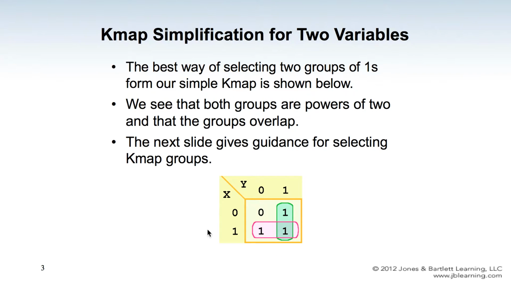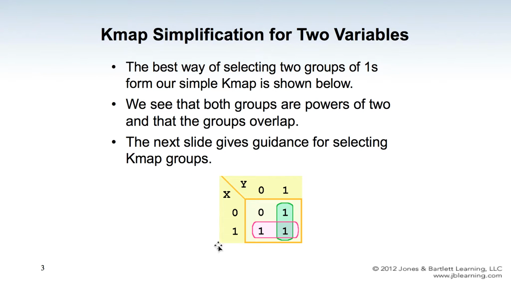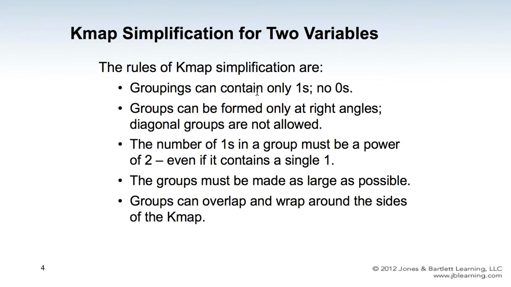The next slide shows the rules, or the guidance, for selecting groups in a Kmap for simplification. The first rule says that a group can contain only 1s. There's no 0 in the group. Back in the example, this first group contains 2 ones, and the second group also contains 2 ones. The value of 0 right here cannot be combined or grouped into our groups. So that's the first rule: a group can contain only 1s, and no 0s are allowed.